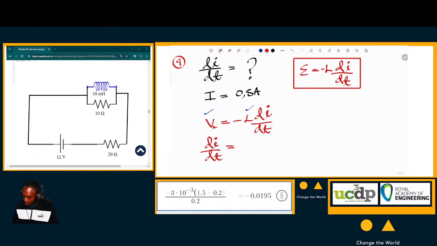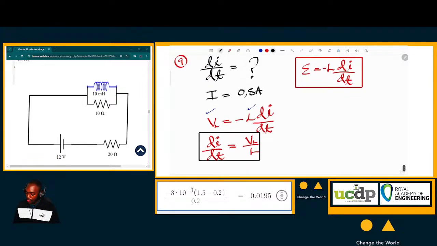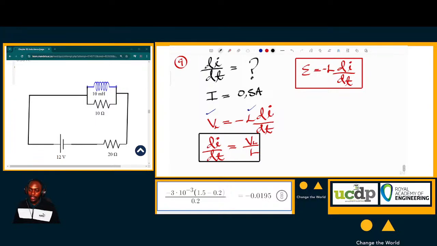So dI over dt will be equal to the voltage across the inductor over the inductance, right? So this is the equation that we're going to use, provided we've first determined the voltage across the inductor. So how can we find the voltage across the inductor? We're simply going to use our concept of current in a series circuit. So we can see that we have got our inductor, which is in parallel with a 10 ohm resistor.